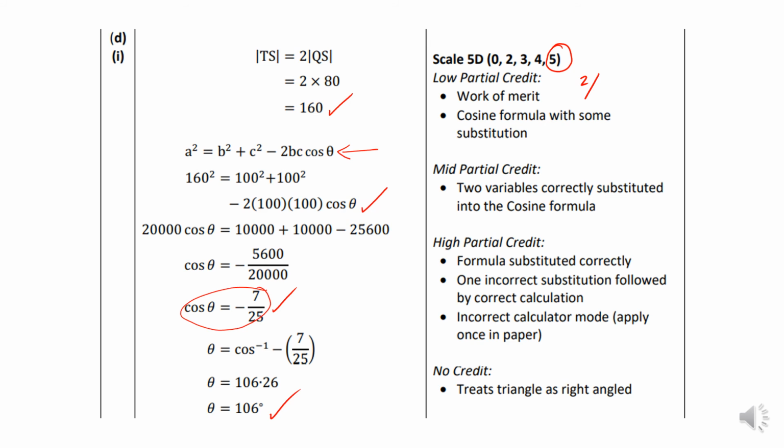You get 2 out of 5 if you wrote down the cosine formula with some substitution. You get 3 out of 5 if you use the cosine formula with 2 variables. So if you got your B and your C in, so say you didn't figure out the A, you might still have gotten 3 out of 5. You get 4 out of 5 if you substitute it into the formula fully correct, or if you got 1 wrong but you did everything else correctly. Okay, and you got no credit if you treated the triangle as a right angle, if you used sine, cos or tan.